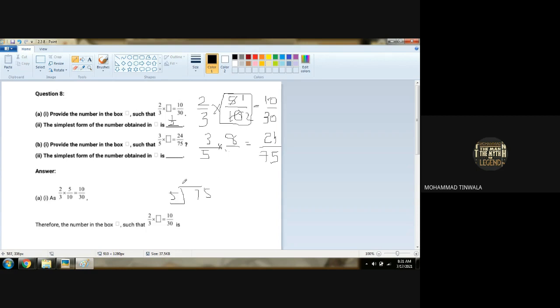8. In the same case, if you divide 75 by 5, you will get 15. You will get 15 as your answer. So what is your appropriate fraction what you got to multiply? 8 upon 15. Any doubt here? Now, the simplest form of the number obtained in this box is dash. What will be the simplest form of this 8 upon 15? Who will tell me?